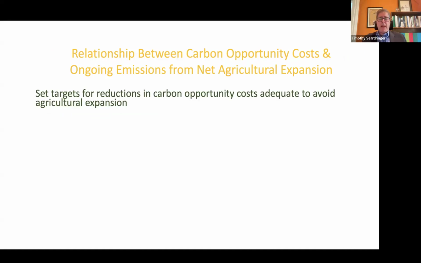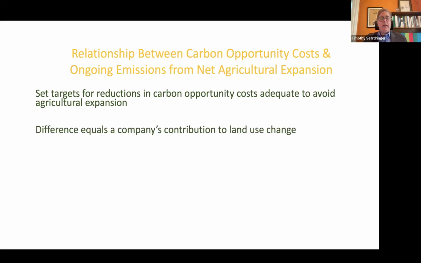So imagine, the way I'll explain it, imagine that companies set targets for reducing their carbon opportunity costs at the level necessary to avoid agricultural expansion. What if everybody did that? In other words, how do you reduce carbon opportunity costs? You can either do it by increasing yields or by shifting, let's say, the products you sell from beef to chicken or to plant burgers, something like that.